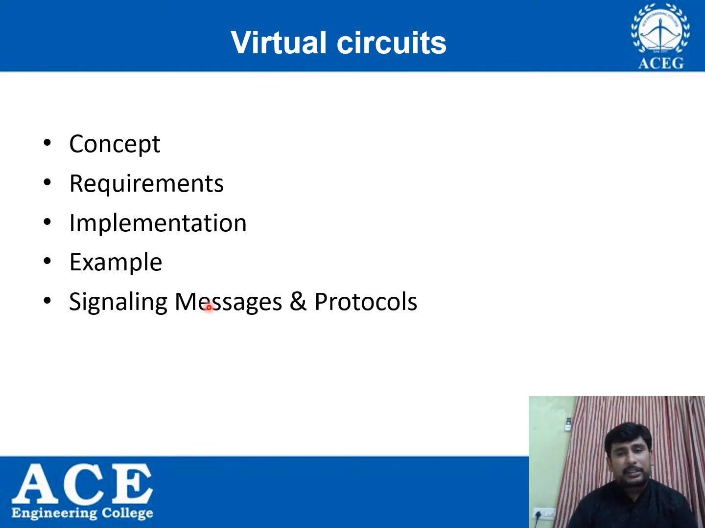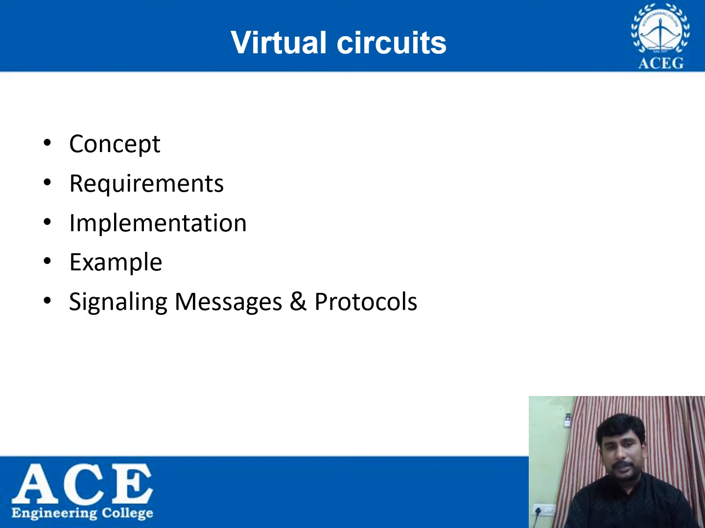Let us conclude our class here. Before summarizing what we have discussed in today's class, we started with what we mean by a network layer and what the important functions performed by the network layer are. We talked about what forwarding is, what routing is, the difference between them, and the services offered by the network layer. Then we discussed network service models, then the categorization of services provided by the network layer as virtual circuits and datagram circuits. In today's class we discussed virtual circuit, its concepts, requirements, implementation, example, and signaling messages. We'll meet in the next class with the discussion on datagrams followed by the structure of a router.